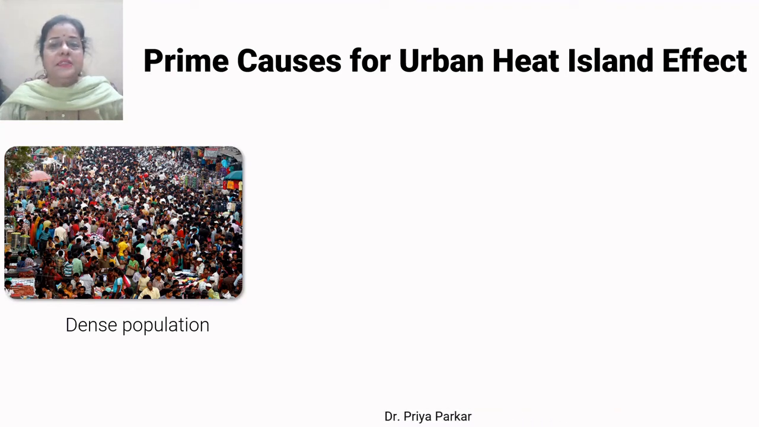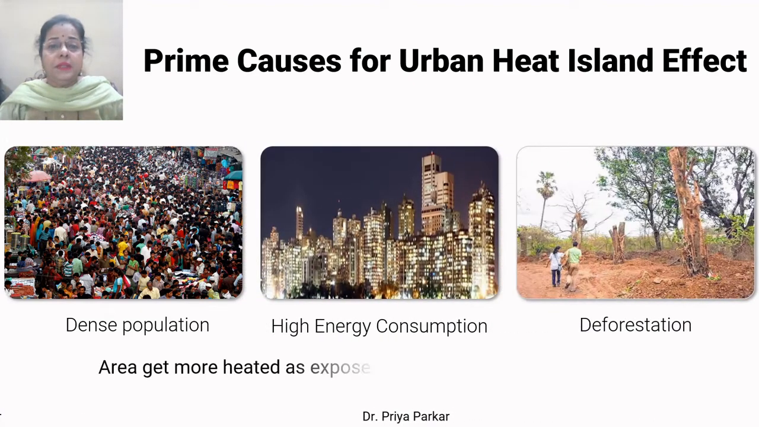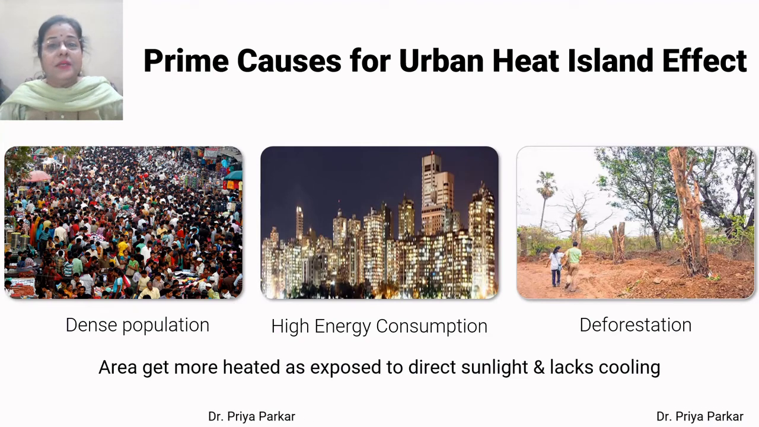The population density is high in urban areas, which demands more energy. Generation and consumption of energy releases greenhouse gases. In urban areas, forest cover is generally replaced by infrastructure like roads, industries and houses that expose large areas to direct sunlight. Lack of trees prevents cooling of the environment.